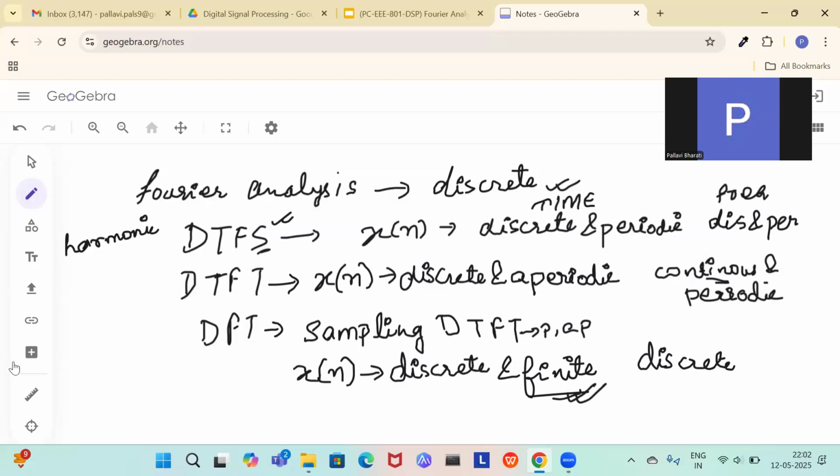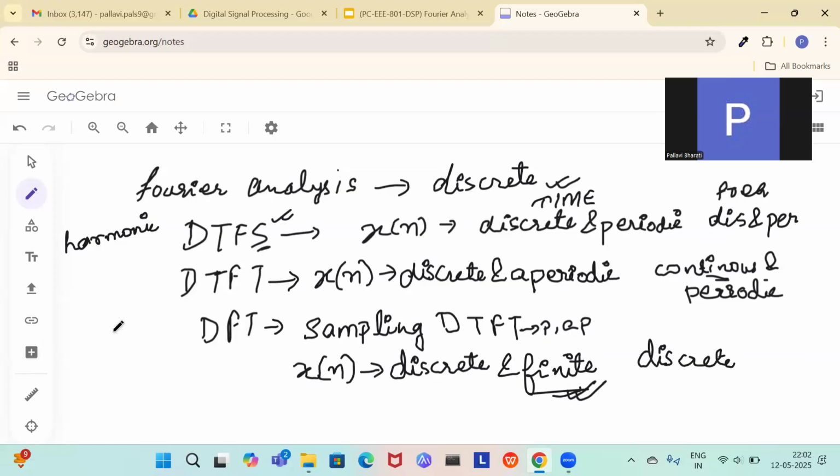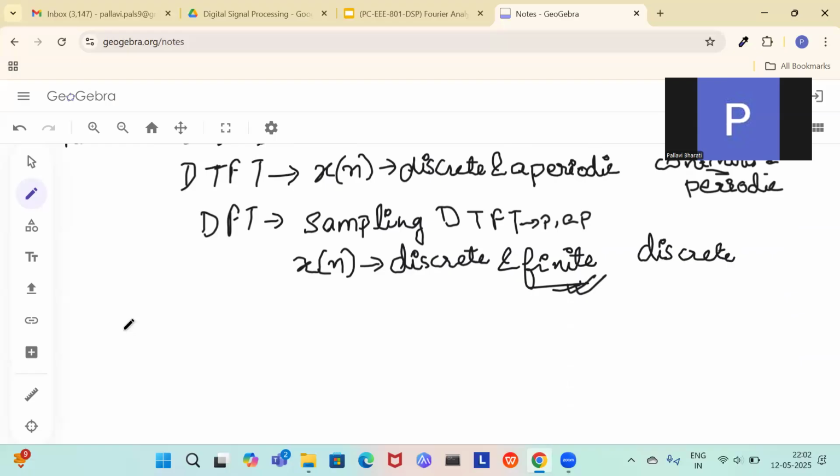So all the things which are necessary for digital processing, in the time domain and also in the frequency domain, my signal became discrete, periodic, finite.